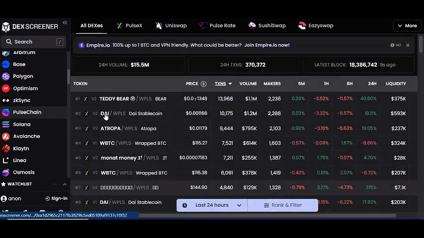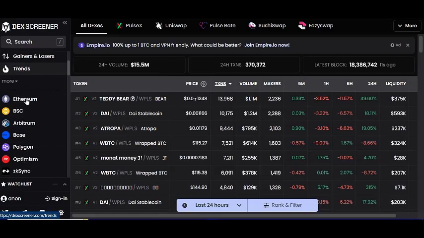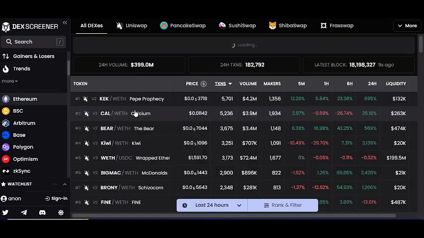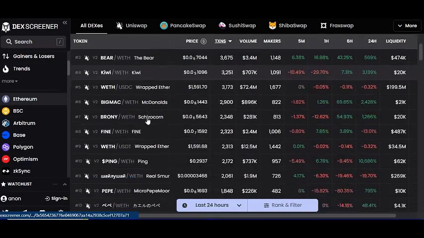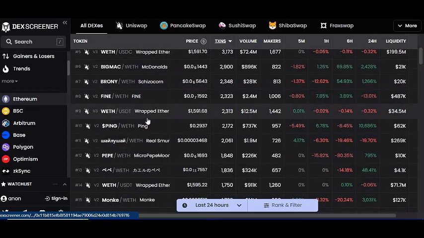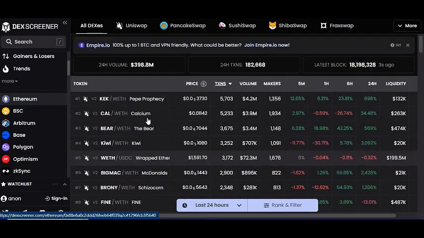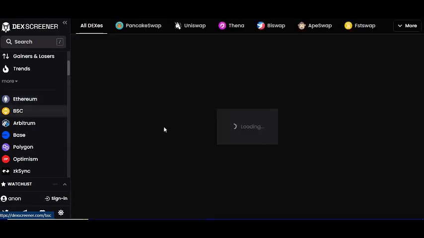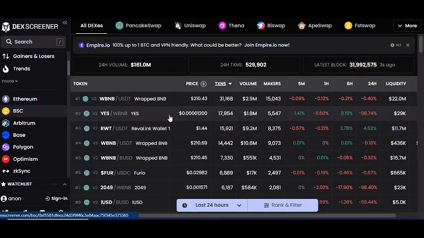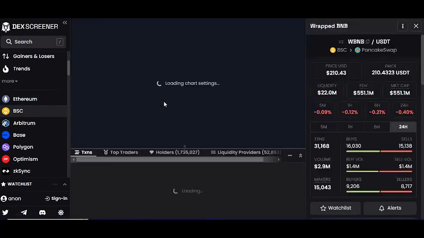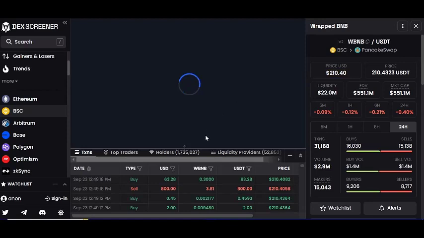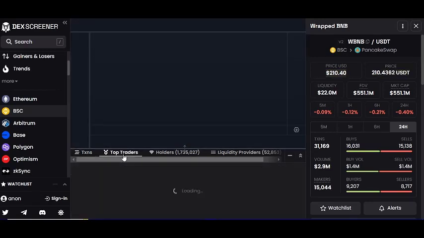Now, Dexscreener is a very powerful data analysis tool, and it was designed to help users filter, sort, and analyze data in real time. If you go to their Twitter, you can clearly see that their bio is real-time Dex analysis. So that's what they're about. It's analyzing decentralized finance in real time.